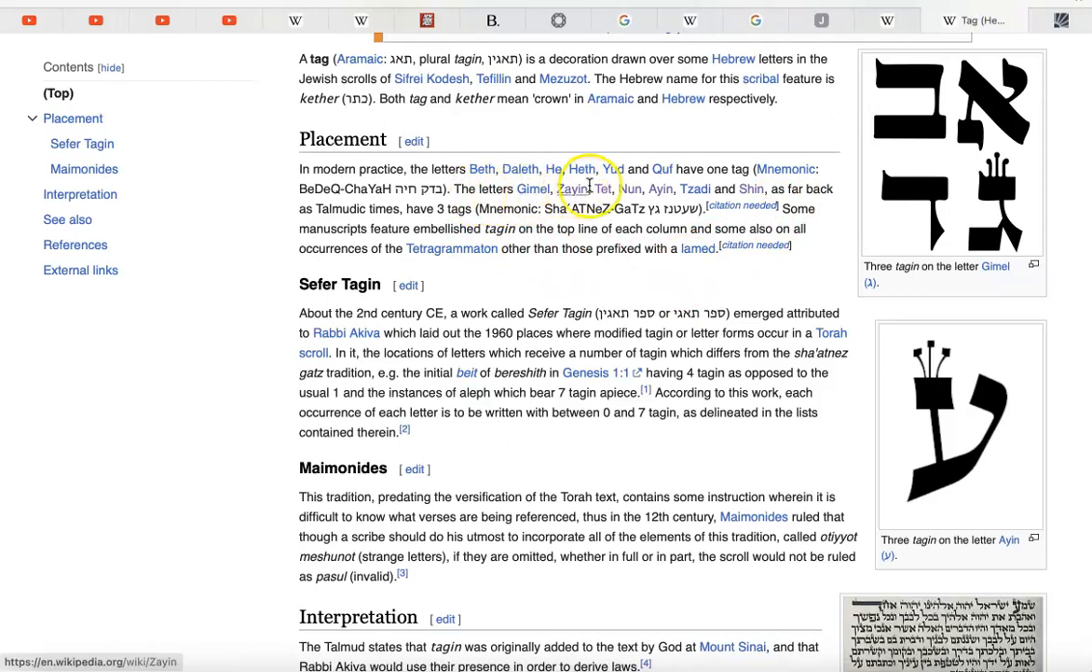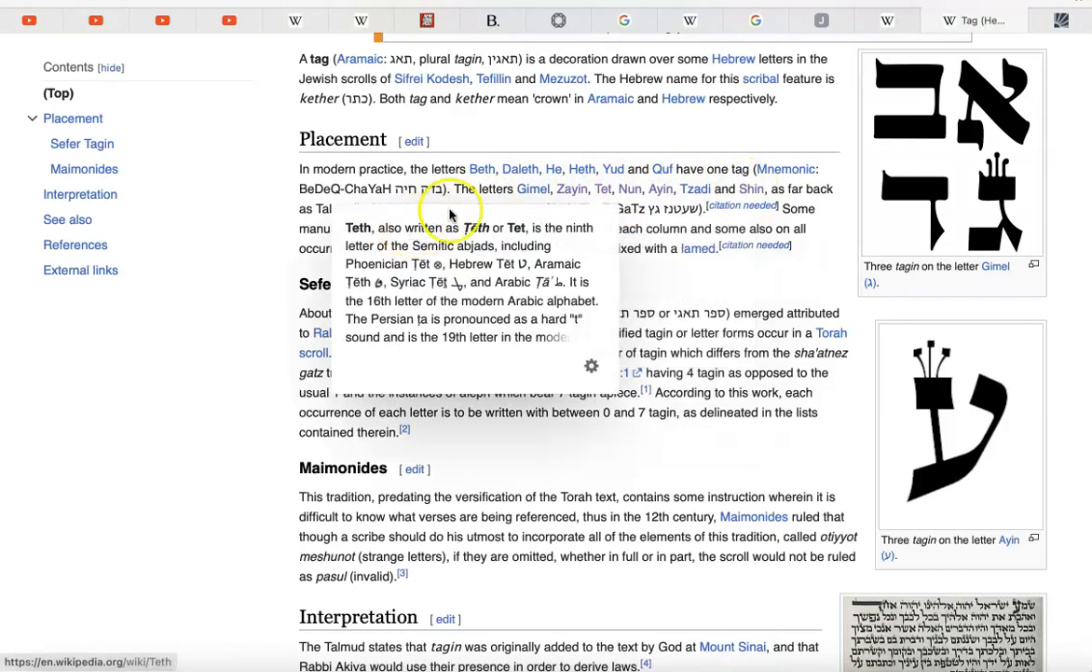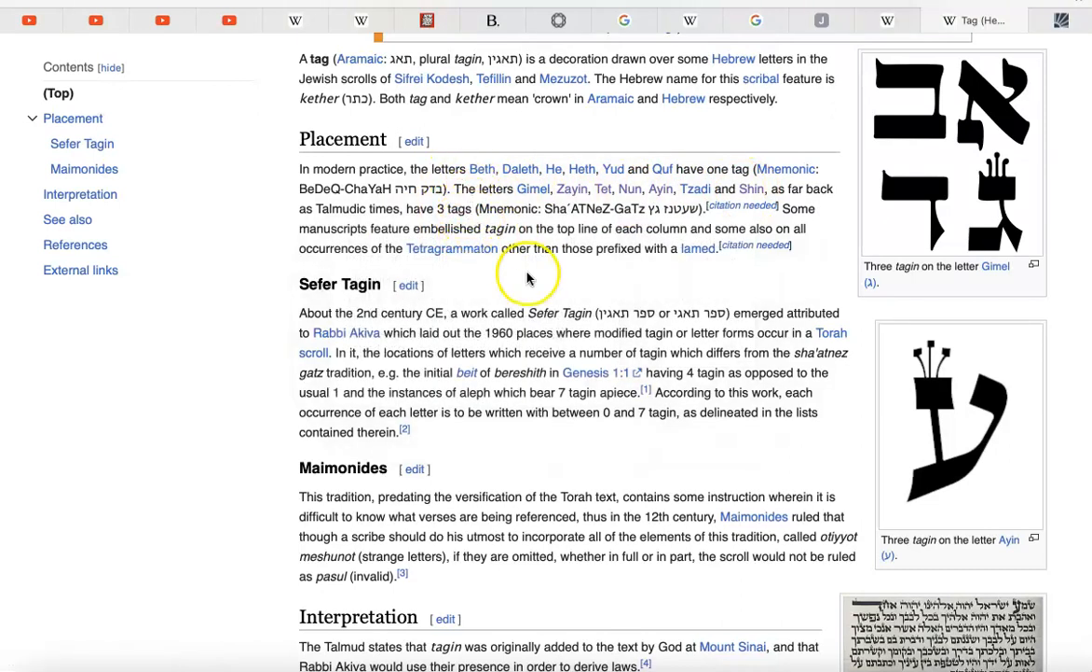The letters Gimel, Zayin, Tet, Nun, Ayin, Tzadi, and Shin, as far back as Talmudic times, have 3 tags. I assume that if a letter has a tag on it, the more tags it has, the more important the letter is. That's just my assumption. Again, I don't know what I'm saying, but that's my assumption.